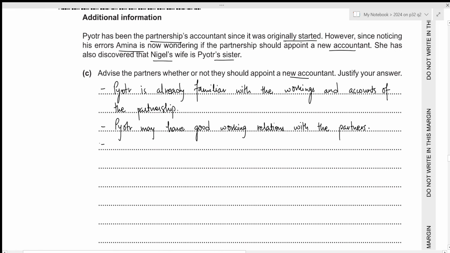Now, the major issue here is that Piotr might have a conflict of interest or become biased towards Nigel because he has some sort of relation with Nigel as well. He's essentially a brother-in-law, so he might favor Nigel. That's why he might have messed up the books of accounts knowingly so that Nigel would get a higher share of the profit. Let's write it down. Piotr may have conflict of interest.